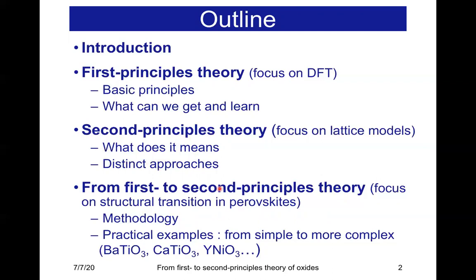And of course, I need to take specific example, and I will focus on structural phase transition in perovskite. I will introduce some kind of generic methodology to analyze the problem and see how to formulate it properly. And I will illustrate that through a practical example, starting from very simple example like barium titanate to more complex cases like calcium titanate or even yttrium nickelate.